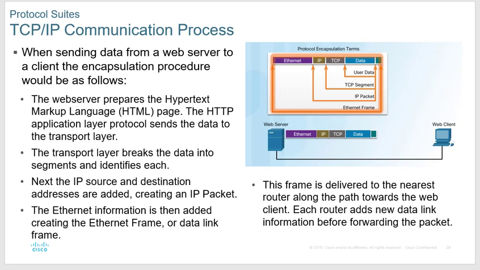So here they give you an example. The web server prepares the HTTP page, and then the transport layer breaks the data into segments and identifies each. So when you go to a web server and you view the page, you're not really viewing the page on the web server. What it's doing is it takes a copy of that page and breaks it down into smaller pieces. Then it uses another protocol, either TCP or UDP, to send it to your PC, and then it gets rebuilt, and that's what you're viewing.